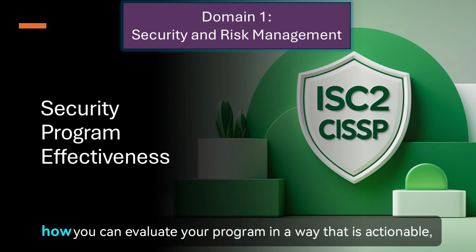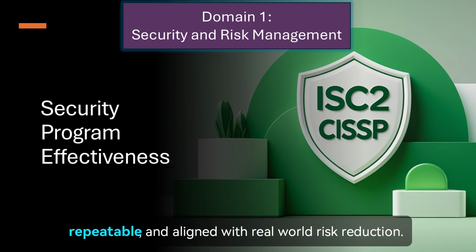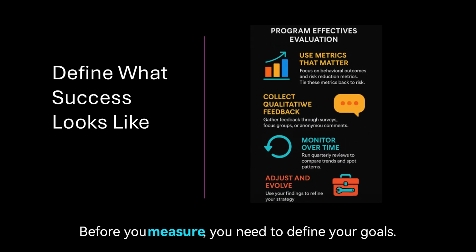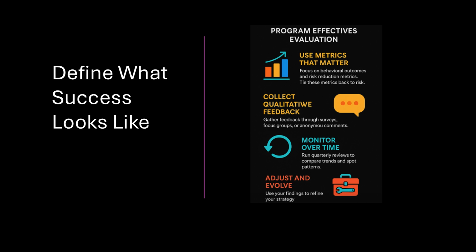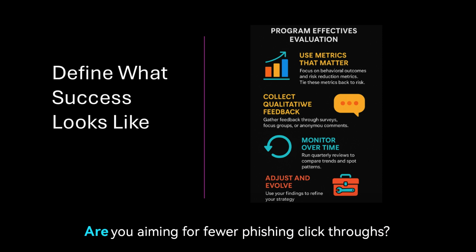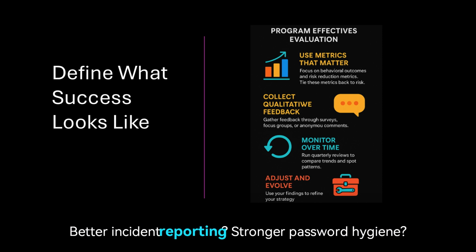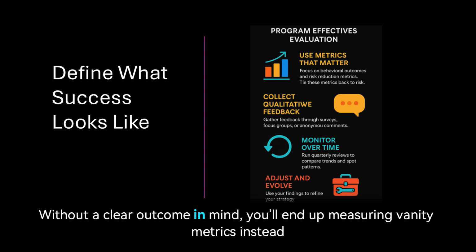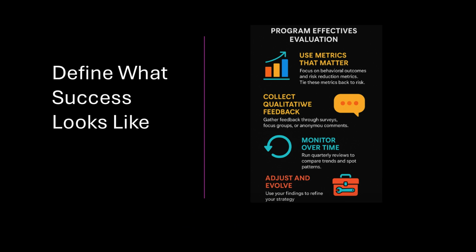Let's walk through how you can evaluate your program in a way that is actionable, repeatable, and aligned with real-world risk reduction. Before you measure, you need to define your goals. Ask yourself, what behaviors are we trying to change? Are you aiming for fewer phishing click-throughs, better incident reporting, stronger password hygiene? Without a clear outcome in mind, you'll end up measuring vanity metrics instead of real improvement.